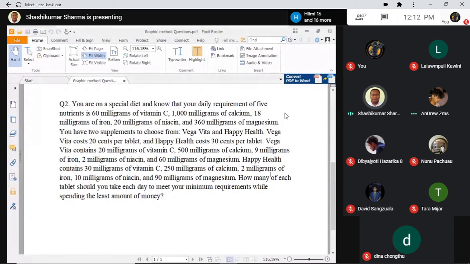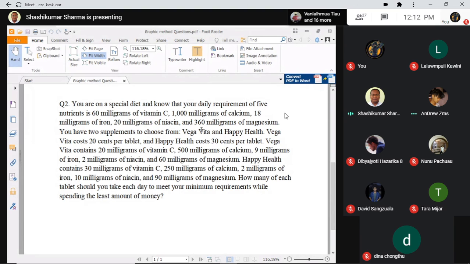Okay, and you have 2 supplements to choose from. One is called Vega Vita and the second one is called Happy Health. Vega Vita costs 20 cents per tablet, and Happy Health costs 30 cents per tablet. So you have these 2 tablets, one costing 20 cents and the other costing 30 cents.